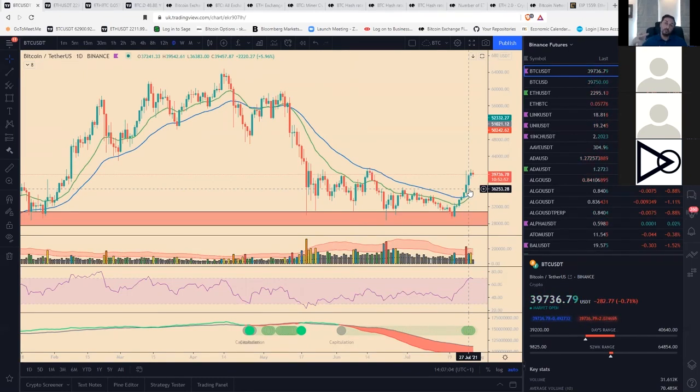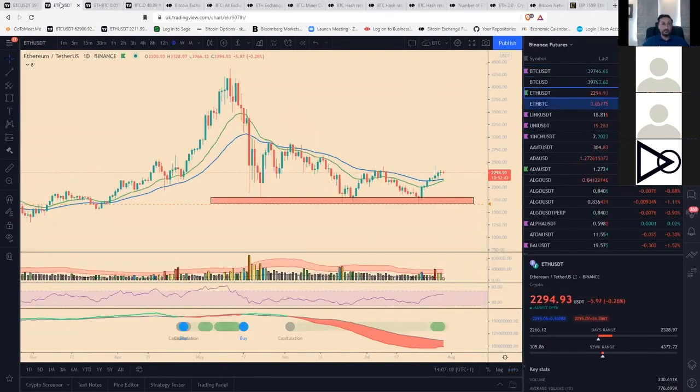So there are some more macro headwinds which are outside of the crypto sphere, which you have to be aware of. We're just sitting at around this level. It's hard to know where we're going to go for now, but I'm going to show you some indicators later on which might be interesting to follow. So let's move over to Ether. Again, it's a similar story over here.